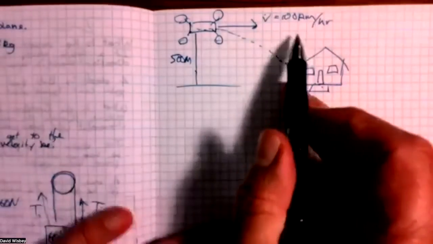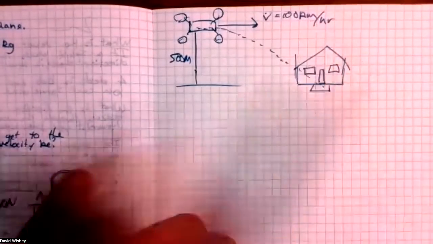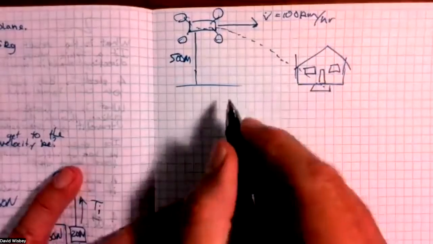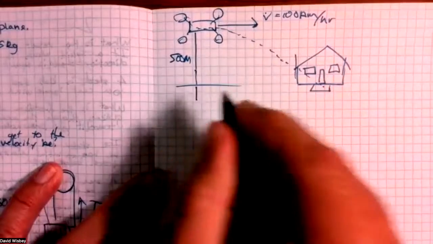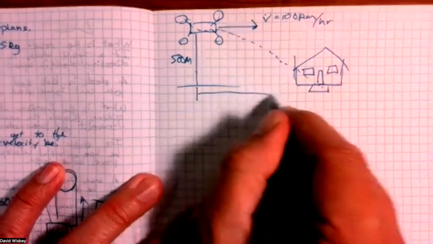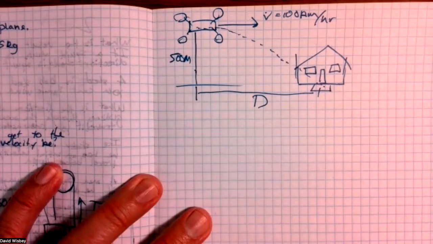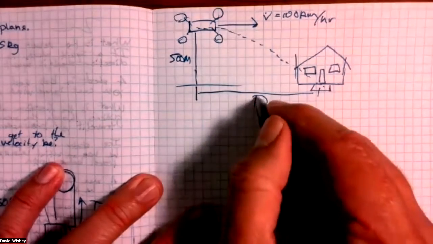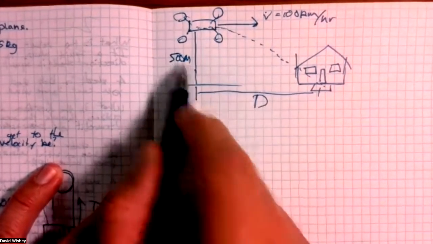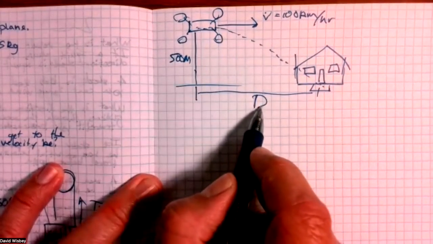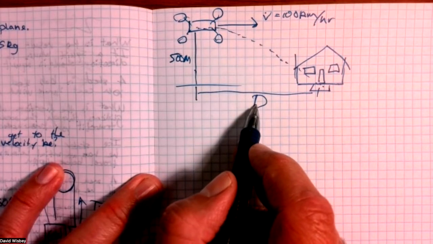So there's a couple questions. If it's going 100 kilometers an hour, how far does it need to drop the package from your house? What's that distance? Figure that out. It's 500 meters up. So what's this distance here?